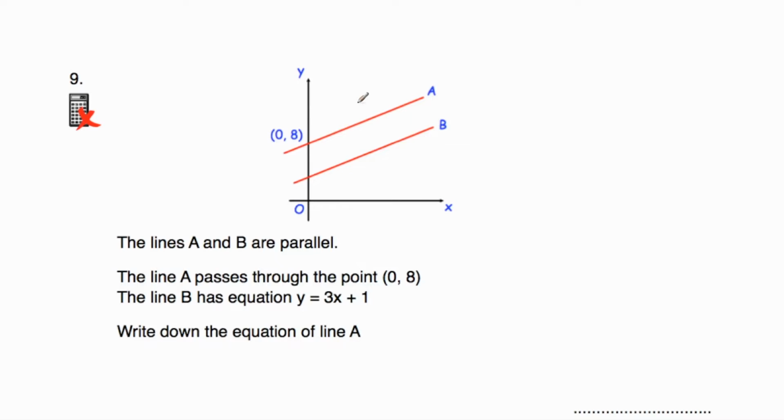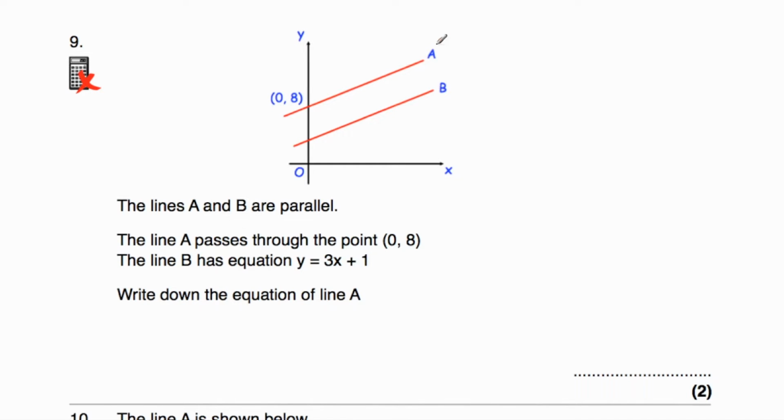Okay, let's have a look at question number 9. So question number 9 says lines A and B are parallel to each other. And line A passes through the point 0, 8. And line B has an equation y equals 3x plus 1. And we're told that they're parallel to each other, so that means that this line A will have the same gradient. And we've been asked to write down the equation of the line A.